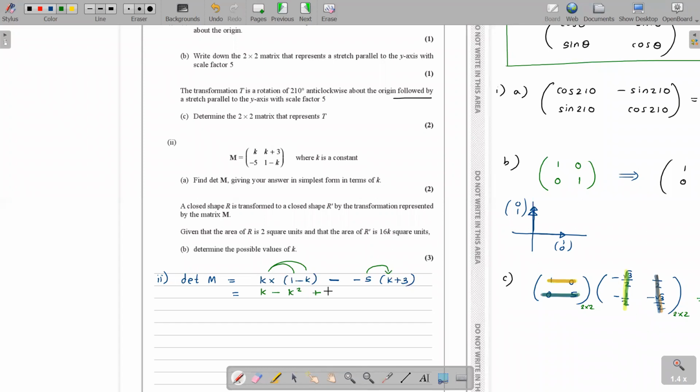5 into k is plus 5k. Plus 5 into 3 is plus 15. Are you guys okay with it? So I get here the determinant of M is minus k square plus k plus 5k is plus 6k plus 15. Is this clear with you all?